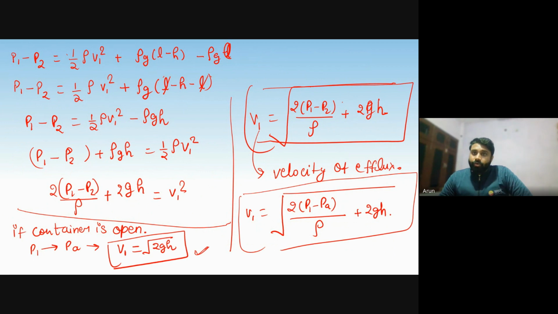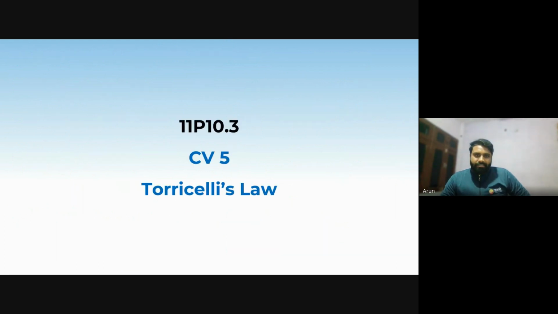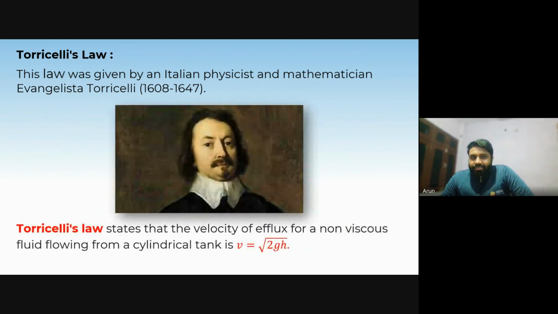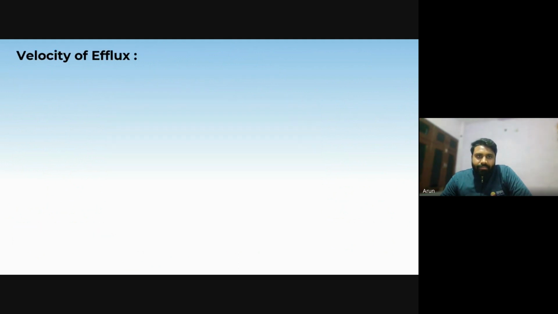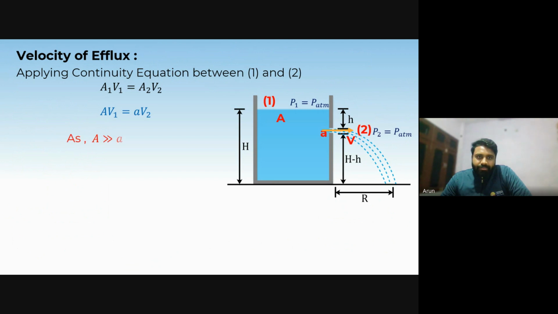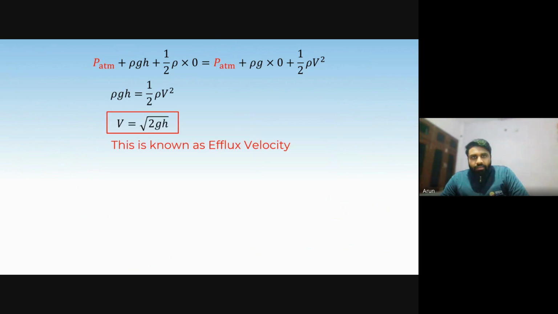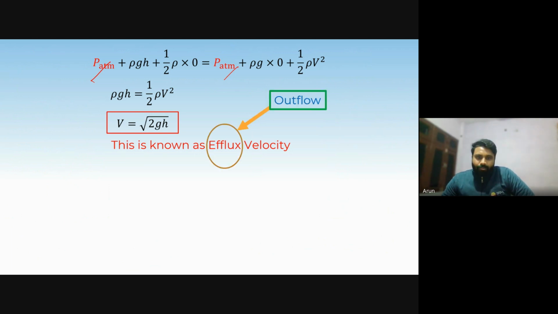This is termed as Torricelli's law. Now we will discuss it. It is given by Torricelli. It states that the velocity of efflux for a non-viscous fluid flowing from a cylindrical tank is V equals root 2gh, the same that we have derived. Here, on both sides, you will notice the pressure is P atmospheric. So this is known as the velocity of efflux. Efflux means outflow. I have already discussed it with you.